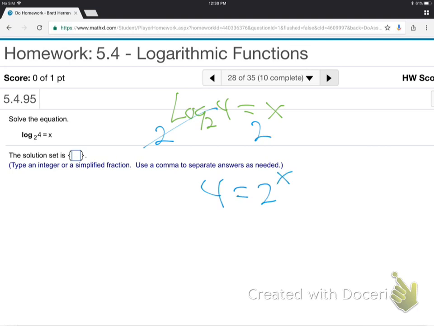Oh, wait a minute, what am I doing? I've got to think for a second. X is already alone. Hello? Why am I moving things around? X is already alone. You guys need to tell me when I'm crazy. Say, Mr. Heron, what is wrong with you, buddy? X is already alone. Where are you going? Right? X is already alone.